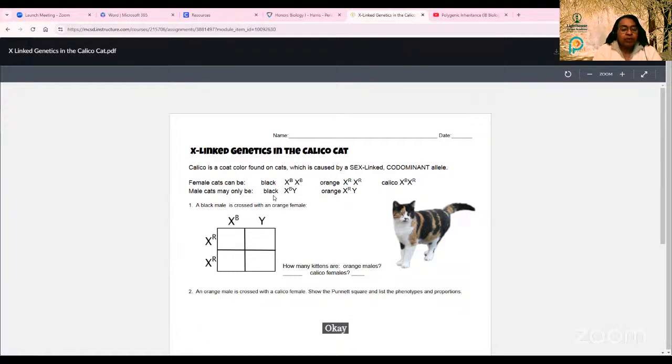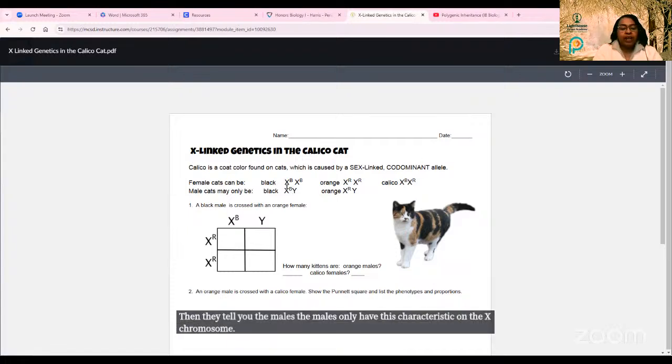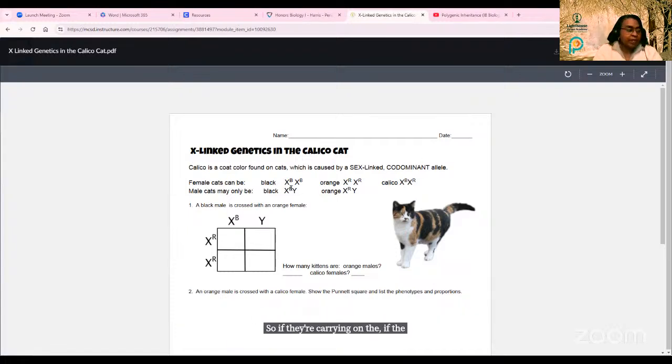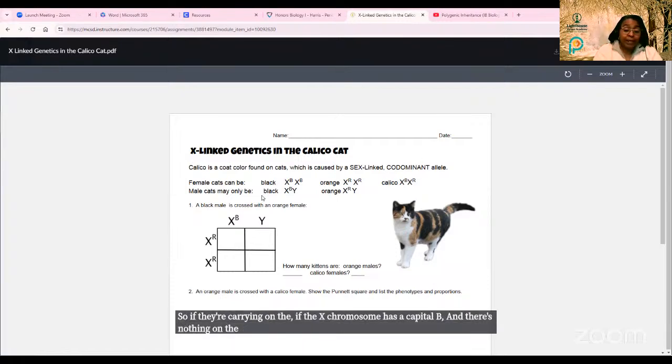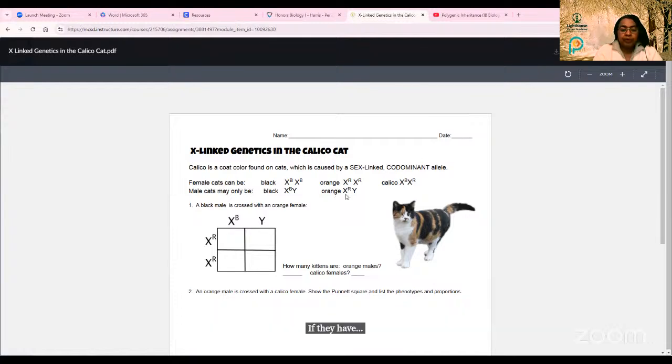Then they tell you the males. The males only have this characteristic on the X chromosome. So if the X chromosome has a capital B and there's nothing on the Y, then they will be a black cat. If they have the R trait on the X chromosome, then they will be an orange cat.